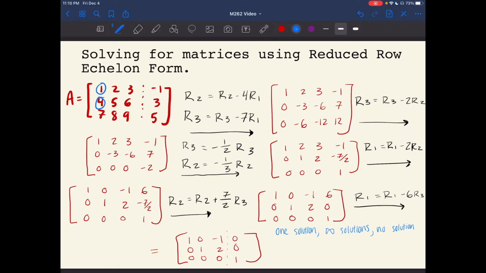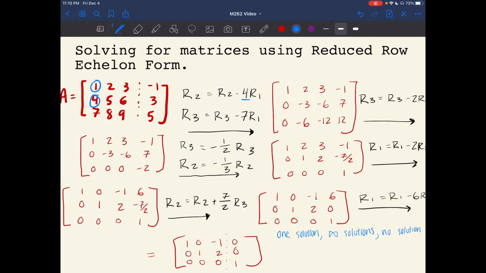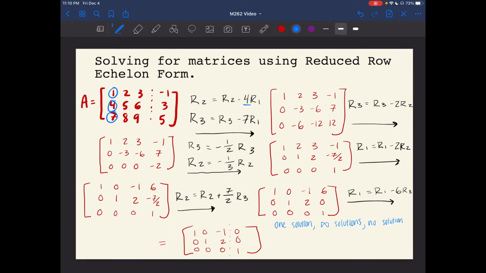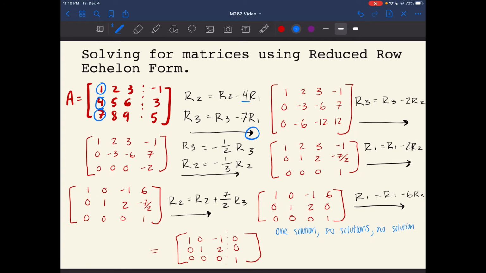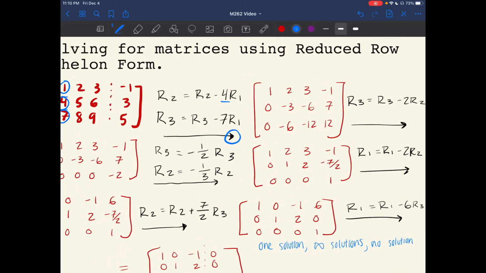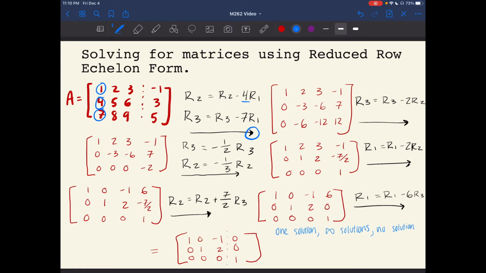In this case, it's a 4, and to get rid of this, we will need to subtract row 1 multiplied by 4 in order to cancel 1 and 4 out. And similarly, we do the same thing with row 3 by multiplying row 1 by 7 and subtracting it from row 3. So now we move on to our second matrix, which already has our first column down to 1, 0, 0. Now we can focus on the rest.